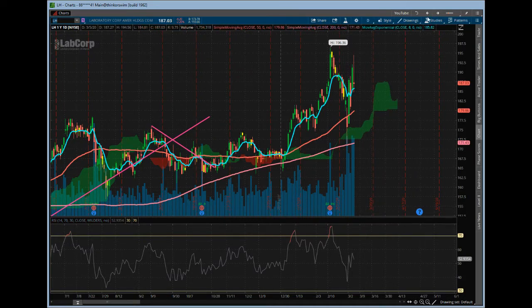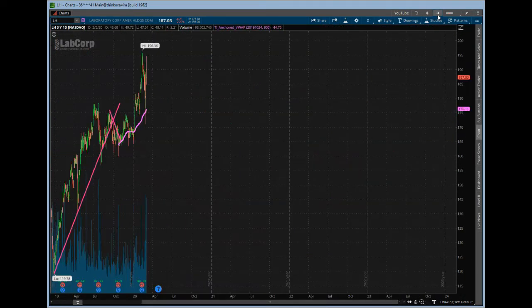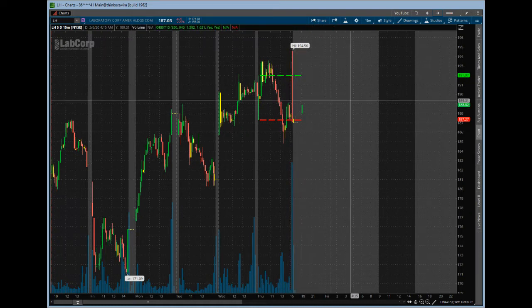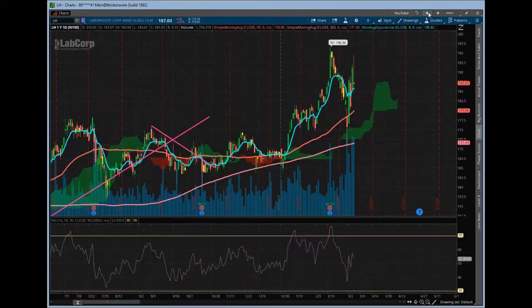So Laboratory Corp is another one. This one's a little bit tricky with its options. It doesn't have really good options on it. But they were halted today, had a big spike up right here, like a gap up intraday, and then they flushed it. But it's definitely one to look at. It's obviously getting some action too.